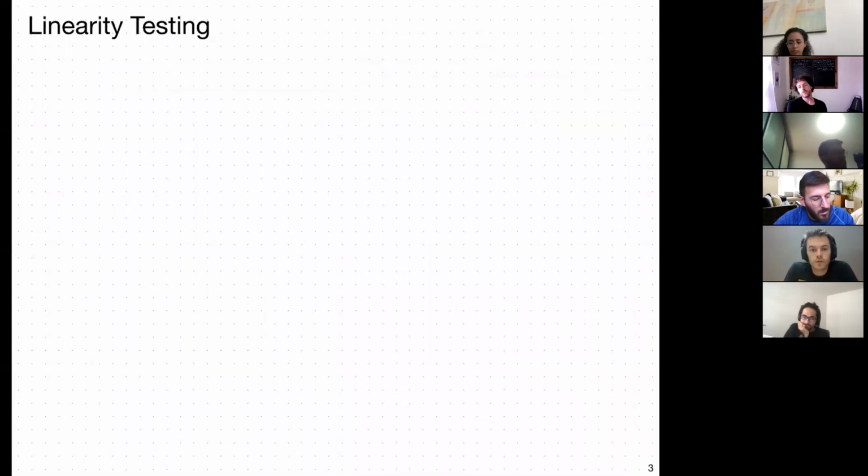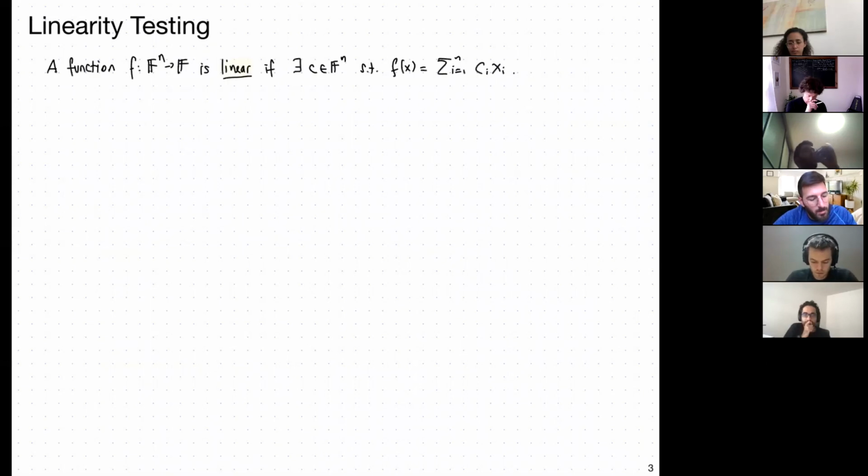Okay, so the problem that we're going to deal with today is that of linearity testing. And as the name suggests, this is an instance of property testing. So let's discuss the problem. We have a function f taken over some finite field F, and it's a function in n variables, from F^n to F. And we say that the function is linear if we can just write the function as a linear combination of the variables. Right, so I'm not telling you anything exciting here. A function is linear if it's linear, if you can just write it as linear terms.